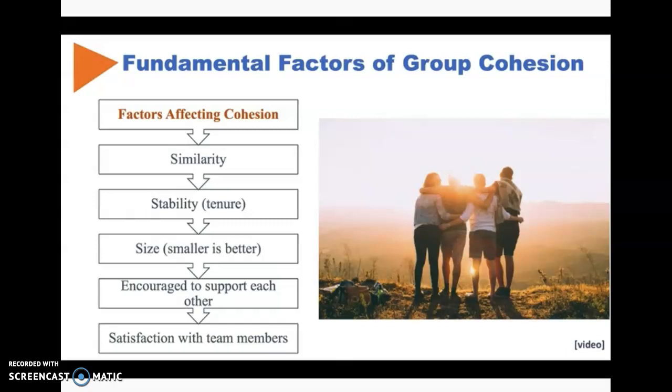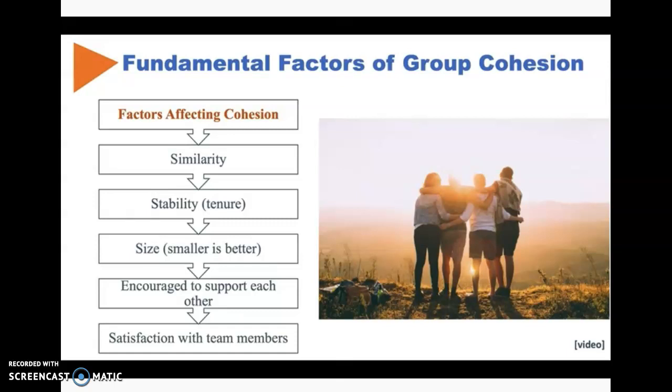So these factors that you see here on the left side say if we have these things in the group, we're more likely to be cohesive, meaning we have a higher degree of camaraderie, we have a higher degree of liking being together within the group. So similarity is the first one. The more similar we are to each other in terms of education, skills, maybe age, maybe our gender, our attitudes, values, beliefs, the more cohesive we tend to be.